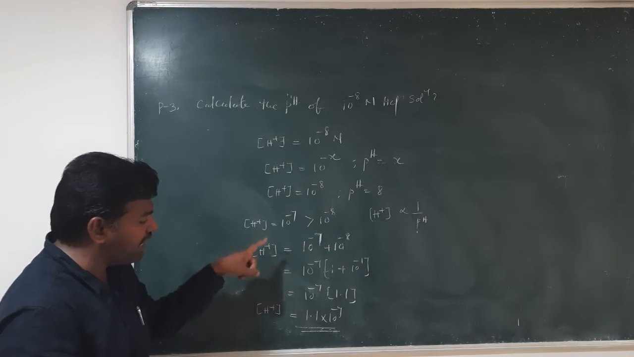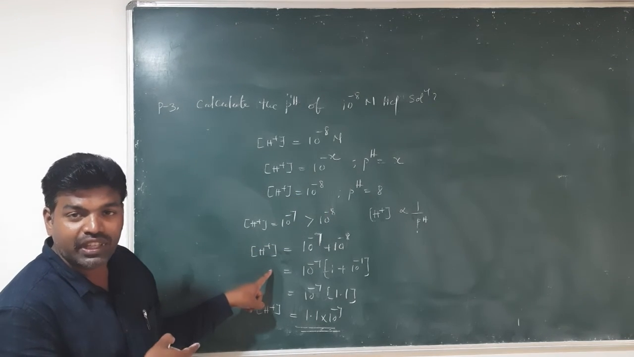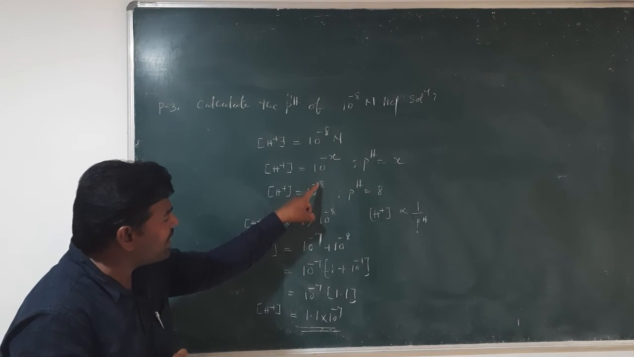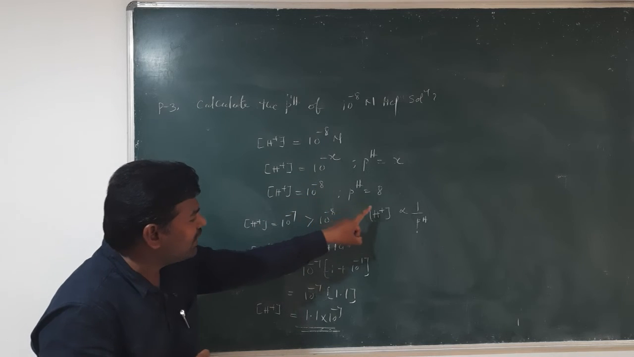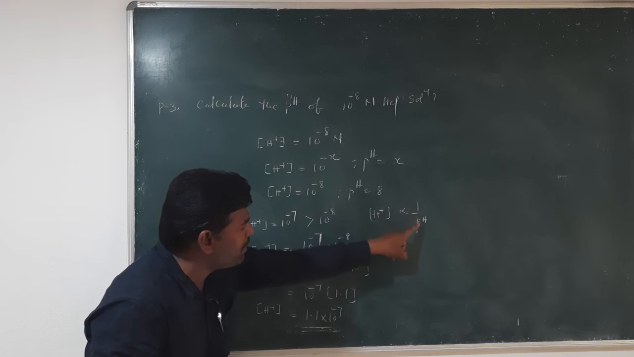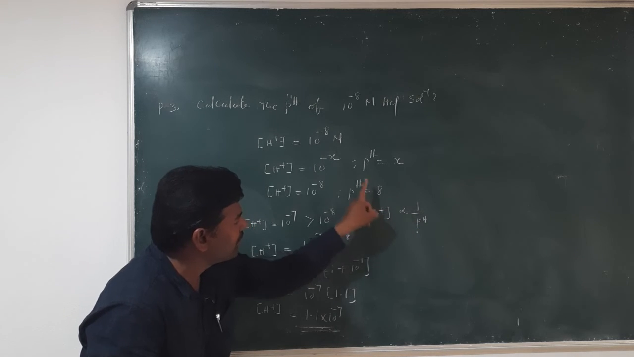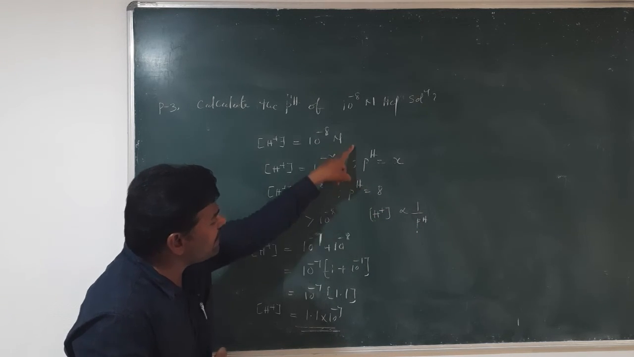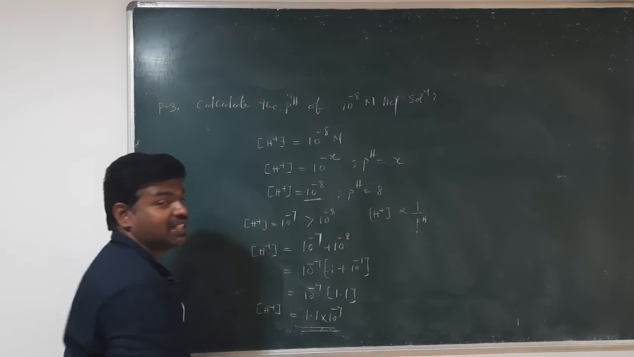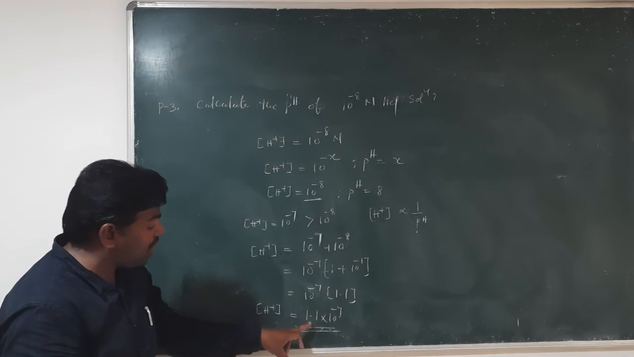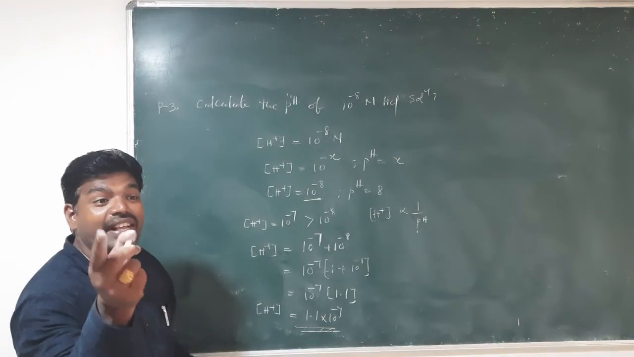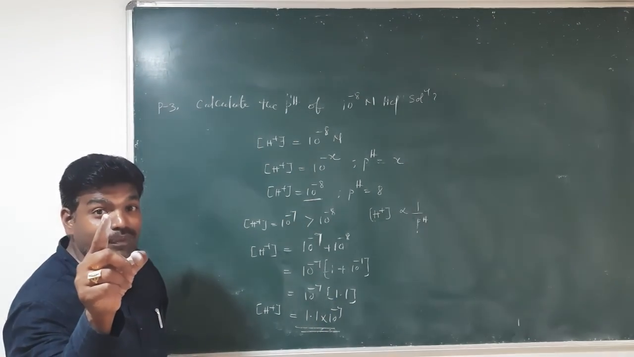What do we do here in this problem? H plus ion concentration and pH are inversely proportional. If H plus ion concentration increases, pH decreases. But what happens here? pH increases, the concentration of H plus ions decreases, so the H plus ion concentration is 10 power minus 8. That's why we increase the concentration of H plus ions to 1.1 into 10 power minus 7 by adding the concentration of H plus ions of pure water.